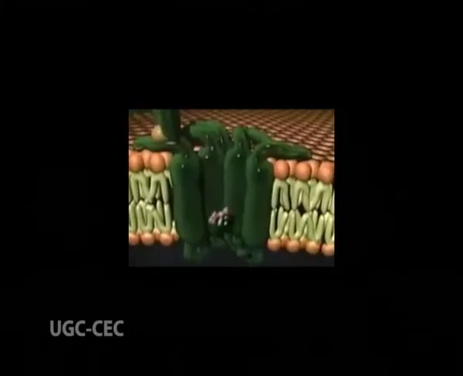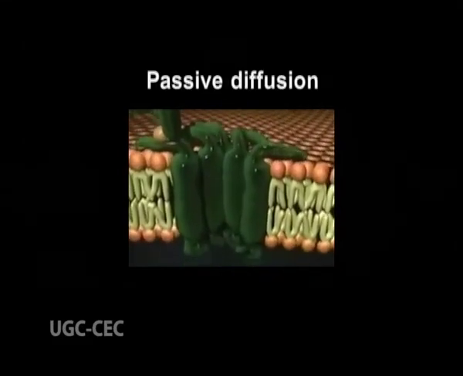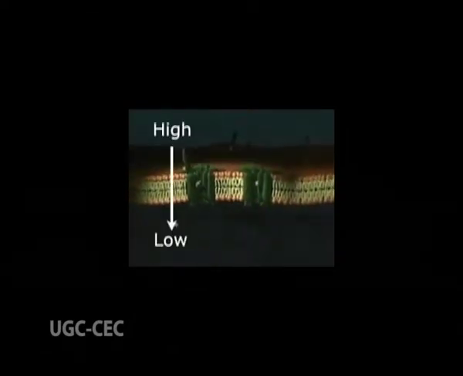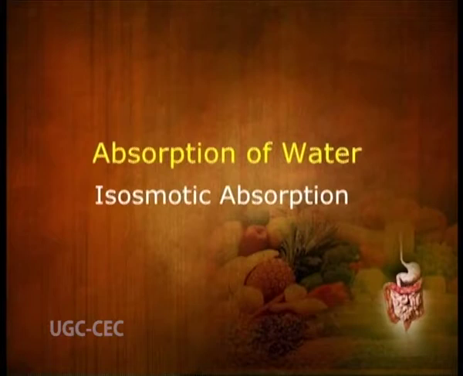Water, fats, fat soluble vitamins and other small molecules such as oxygen, carbon dioxide and alcohol move easily across cell membranes. In a process called passive diffusion, these substances move from an area of higher concentration to an area of low concentration, either by diffusing directly across the cell membrane or through a protein channel embedded in the membrane.